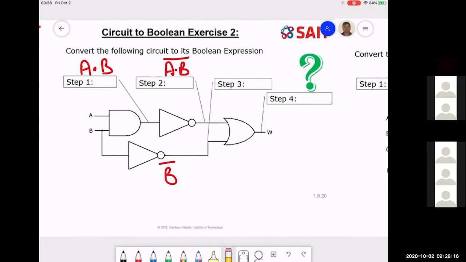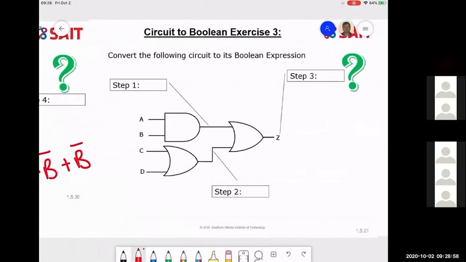So I want to OR together step 3 and step 2. Okay, so it's A or B or B again. Oh, no, it's A. Step 2, A and B knotted, ORed with B knotted. Okay? It's AB knotted, ORed with B, and that will give me my W. Okay? Good. Next one.